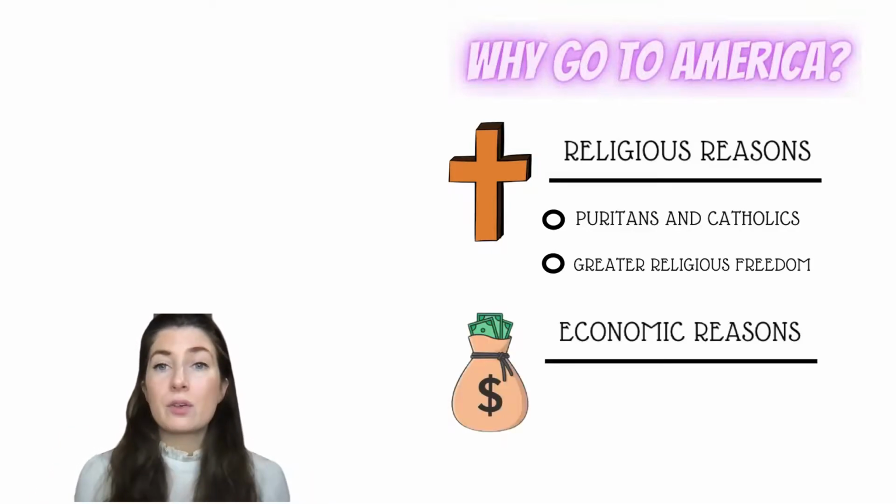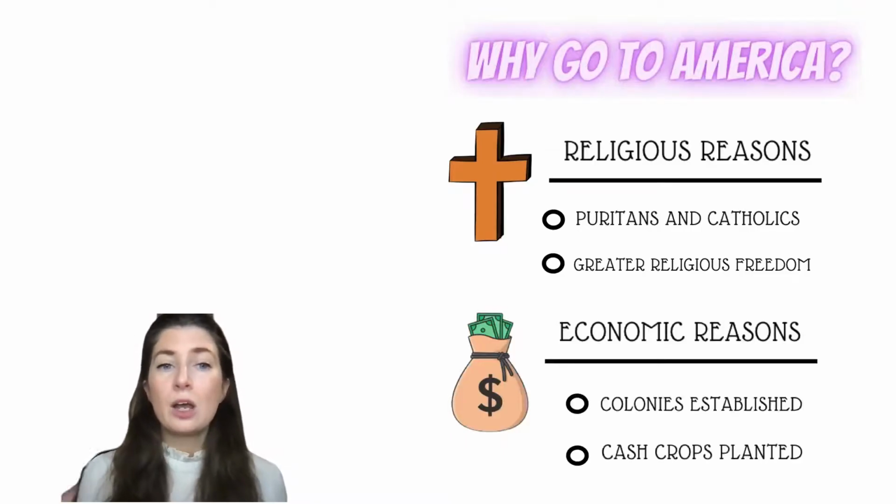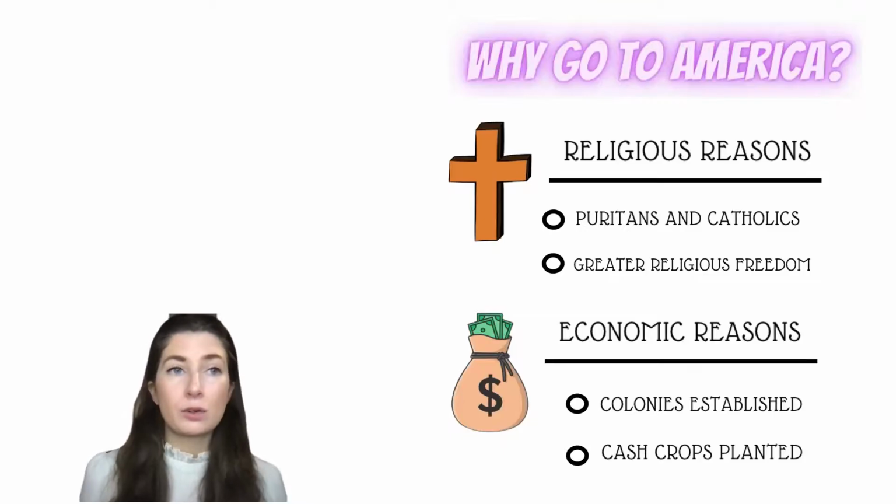So from 1607, the first British colony, Jamestown, had been established, and homes were built there with cash crops planted like cotton, tobacco, sugar, and potatoes. These crops could be exported to Britain for great profit.